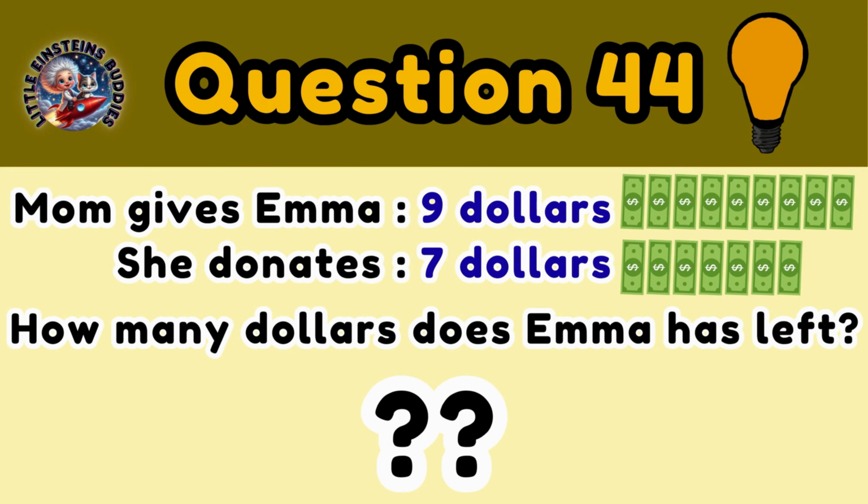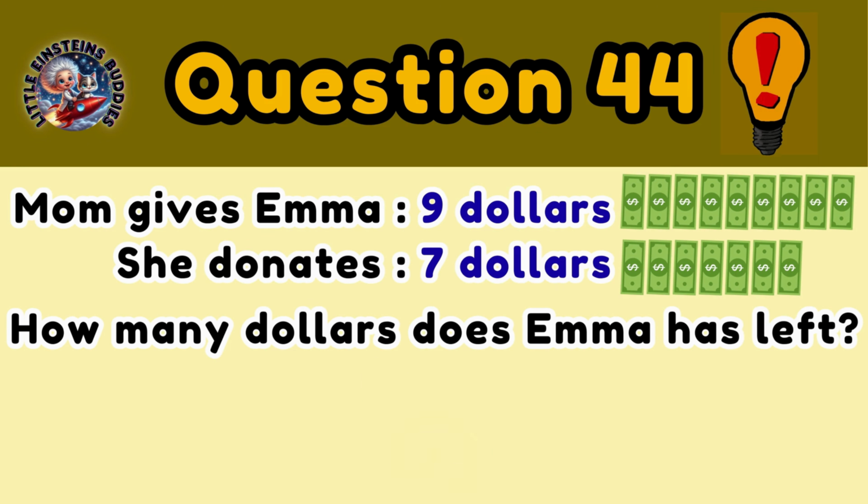Question 44. Mom gives Emma $9. Then, Emma donates $7 of the money. How many dollars does Emma have left? $2.